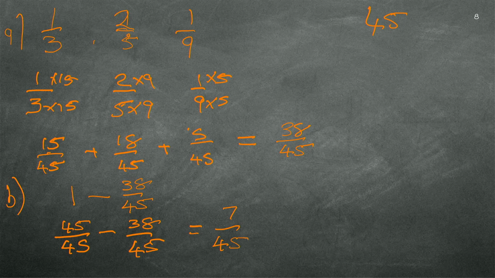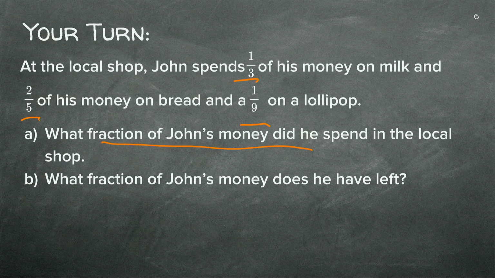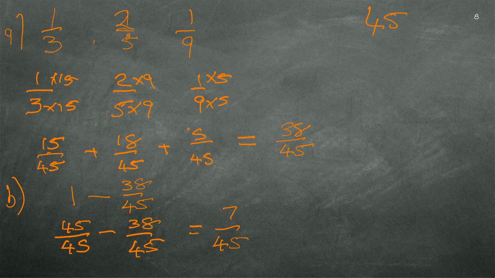And that is going to give us 7/45. So the answer to the first question, the fraction of John's money that he spent in the local shop, was 38/45, and the fraction of John's money that was left afterwards was 7/45.